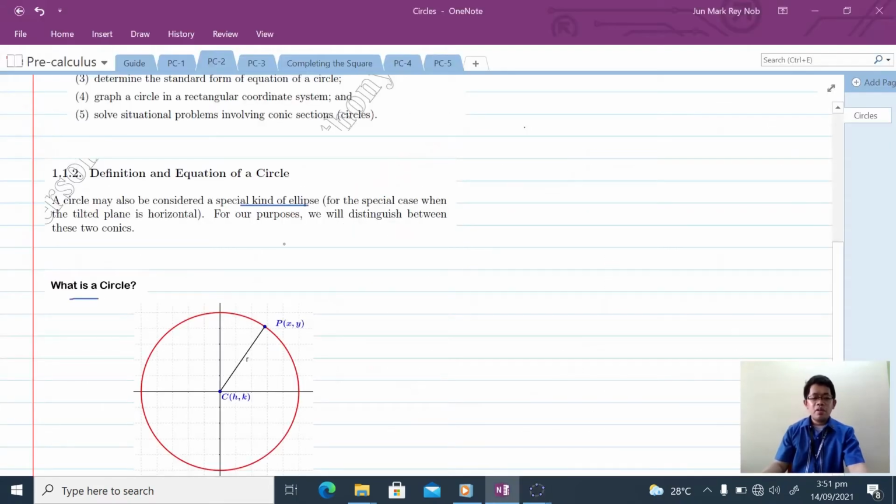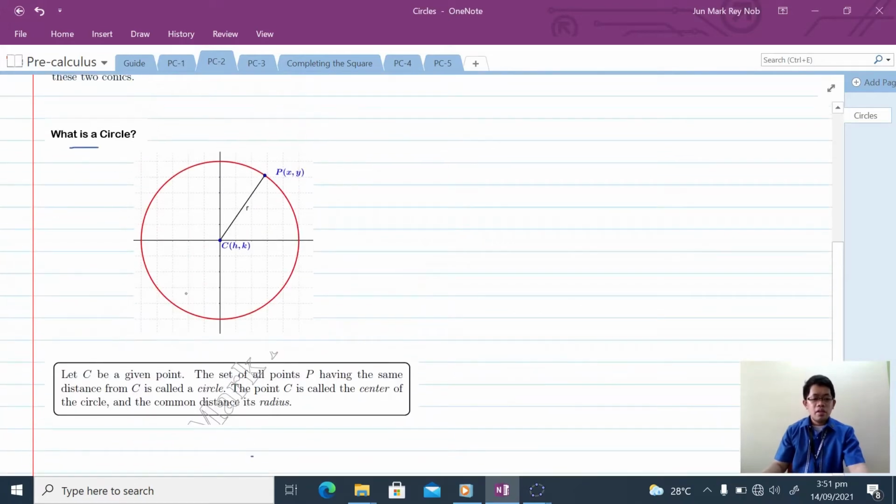So formally, we would like to define what a circle is. Through this presentation, let's say we have a given point. The set of all points P having the same distance from the fixed point C is called a circle. The point C is called the center of the circle. Of course, we learned that in junior high school. And the common distance is called the radius. Now, we will be using this concept to derive the standard form of an equation of a circle. But before that, we will also need the distance formula.